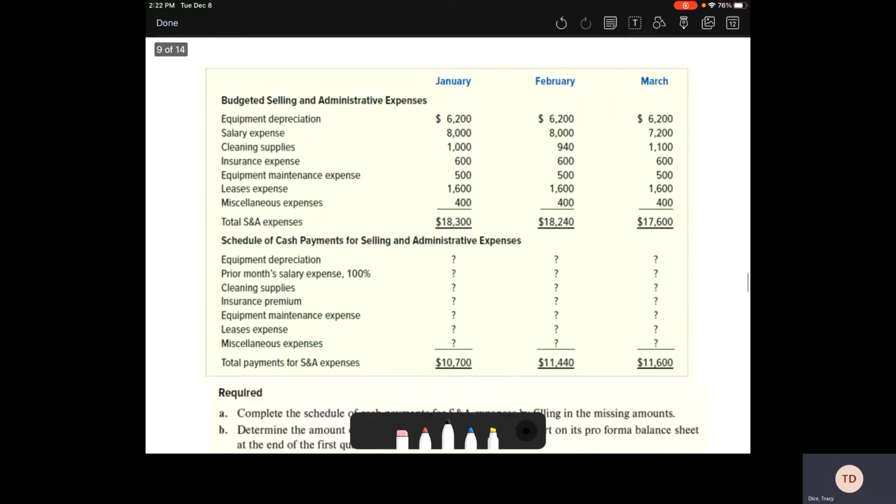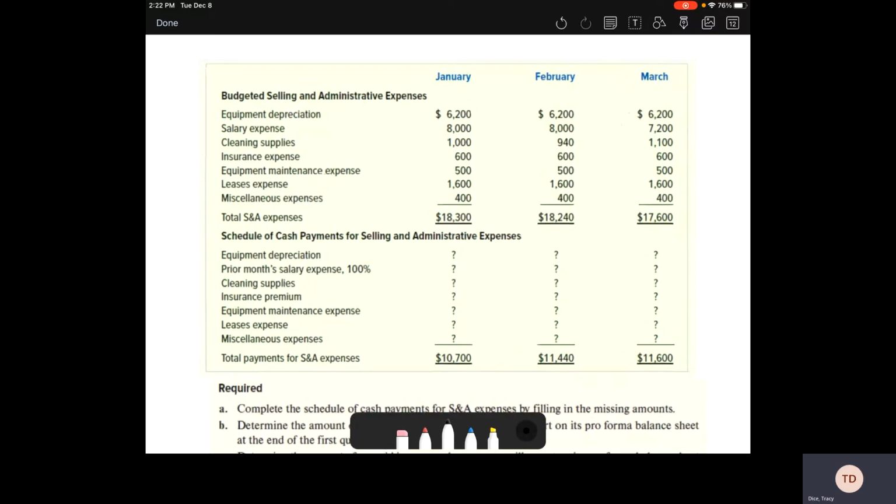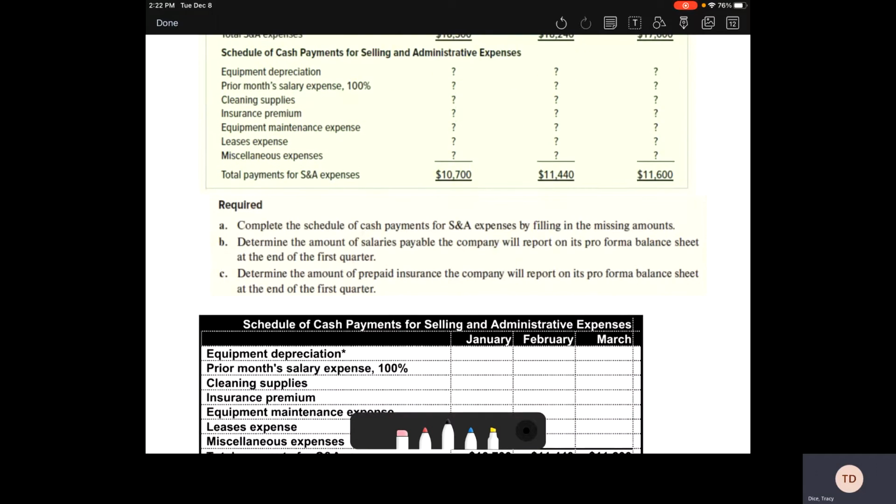All right. So they have already given us what we're going to budget, so we don't have to do that like we did in the example 14A demo problem. So these are here. We just have to figure out what we are actually going to pay. So we need to complete the schedule of cash payments for our selling and administrative expenses.